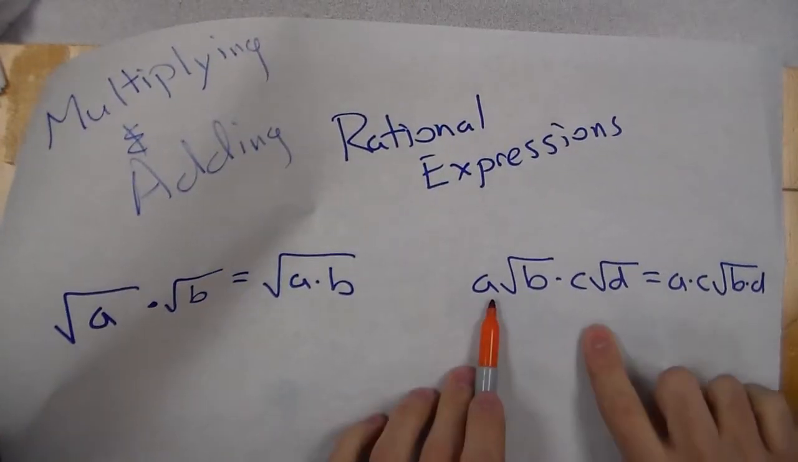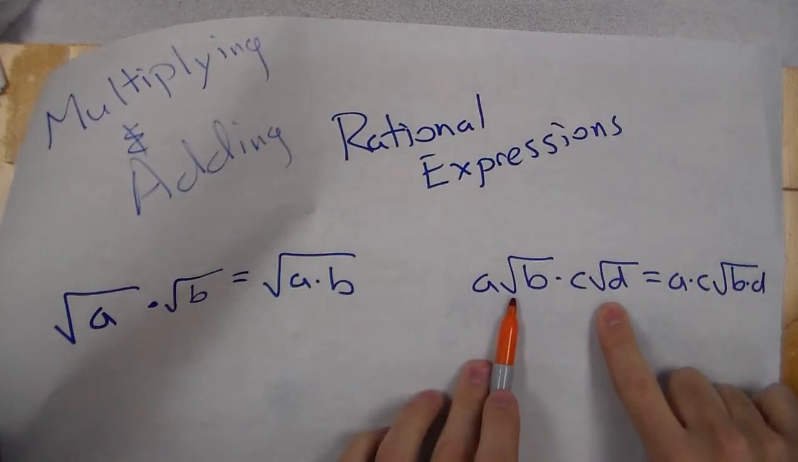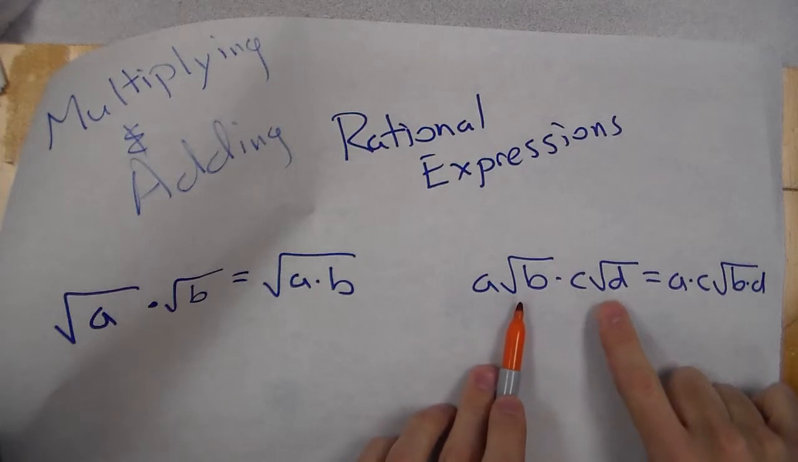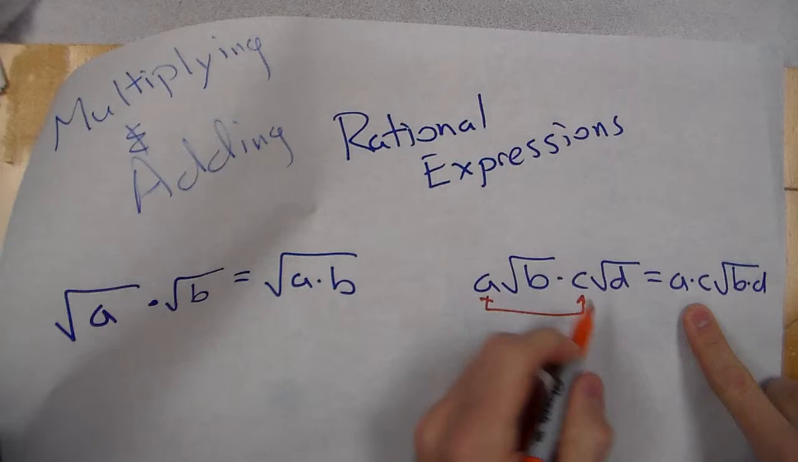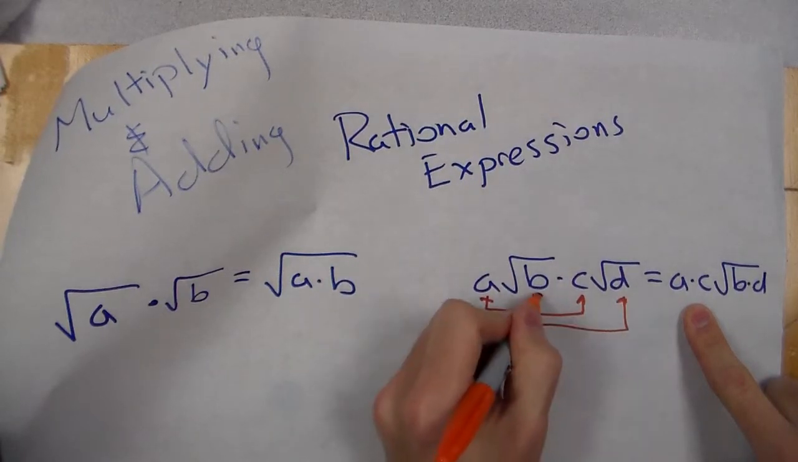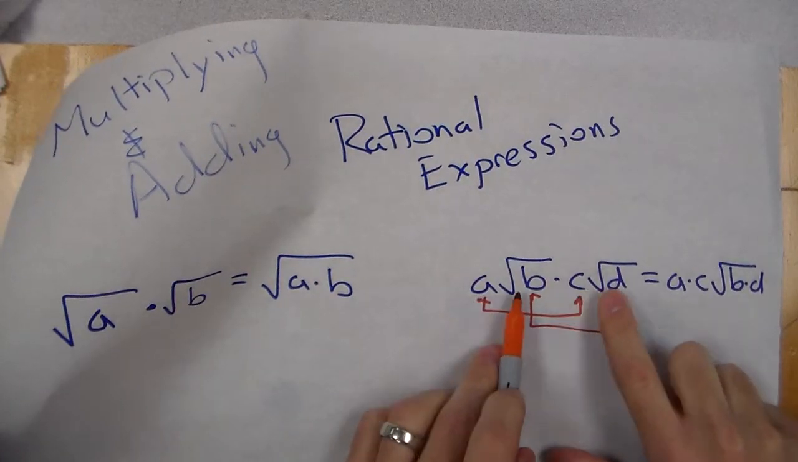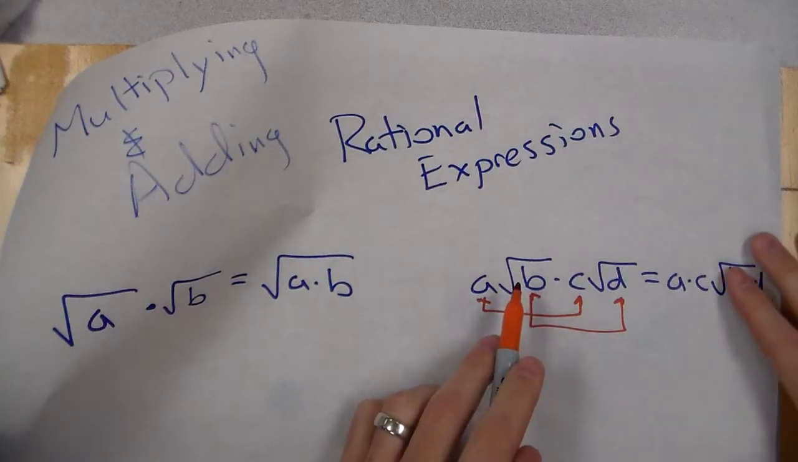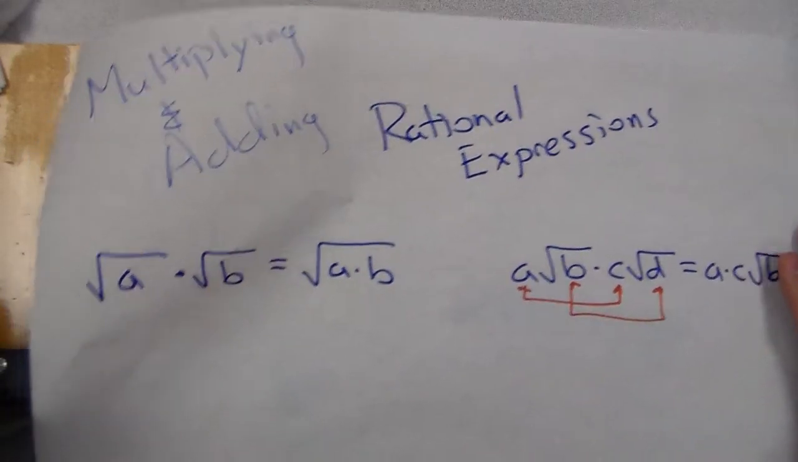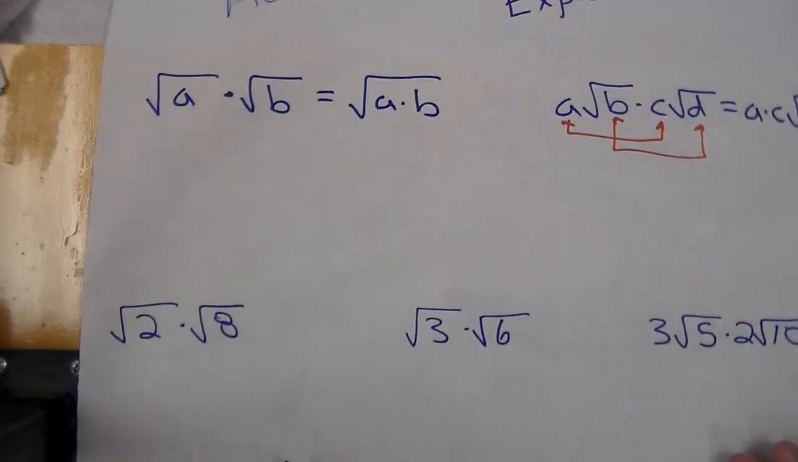Also, if I have a simplified radical form, a root b times c root d, the a and c can be multiplied together, and the b and d can be multiplied together. These are both rational numbers. These are both irrational. So you can multiply those common values together to get a result. So it's going to also add on to our simplifying radicals, which we just looked at.